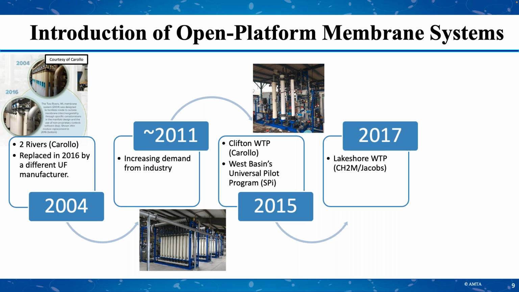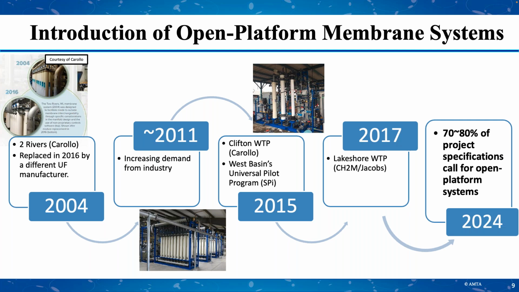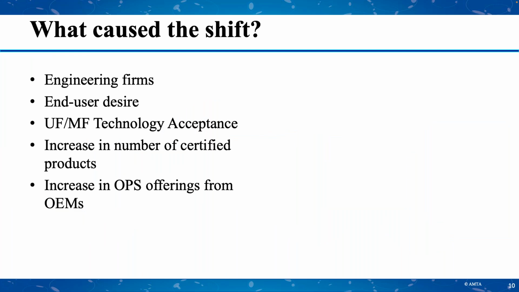Let's then jump forward, if you can click the slide for me once. Jump forward to today, and now we have somewhere around 70 to 80% of project specifications calling for open platform systems. So quite a change from 2013. So then let's ask ourselves what caused that shift.